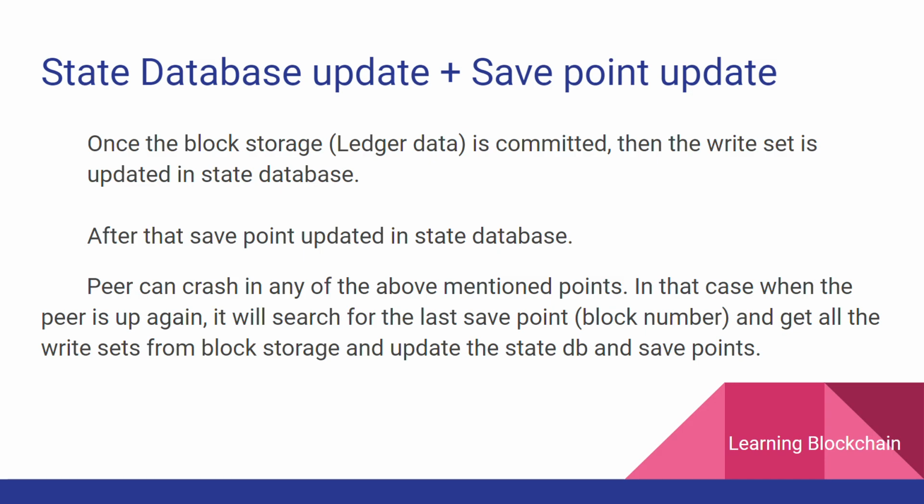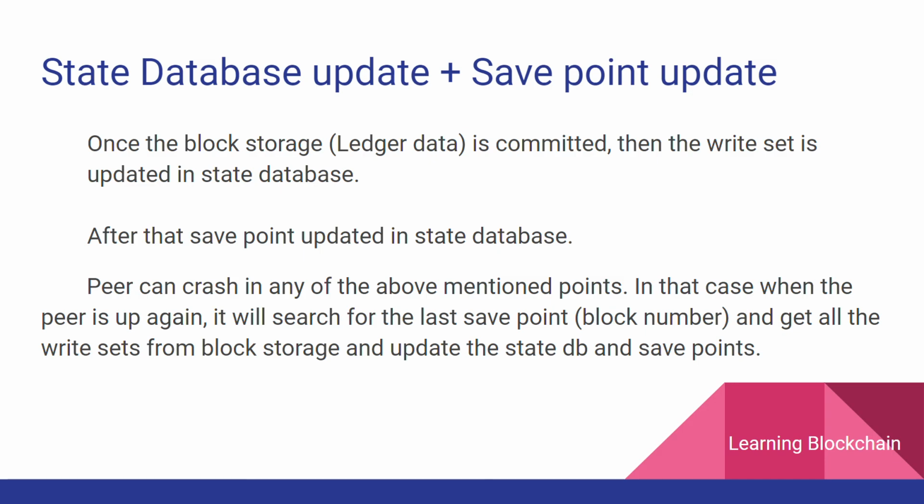inside the state database. The peer can crash at any one of the above mentioned points. That is, whenever you are writing the write set to the state database, or you are updating the save point inside the state database, in any one of these operations, the crash can happen. In that case, when the peer is up again, it will search for the last save point and get all the write sets from the block storage and update the state database and the save point.